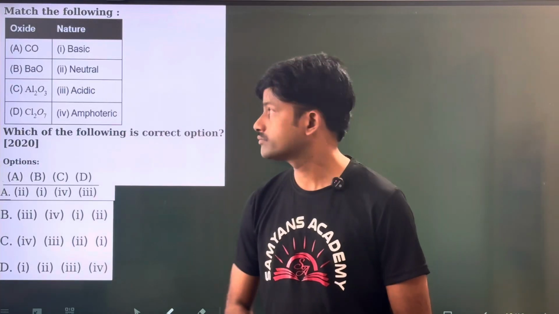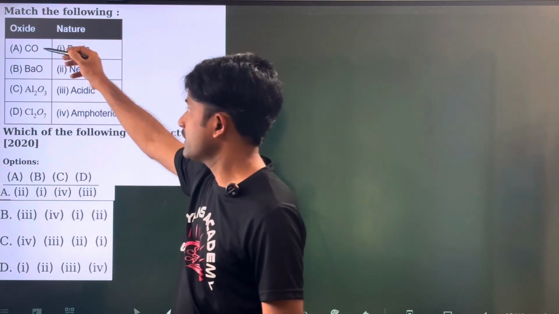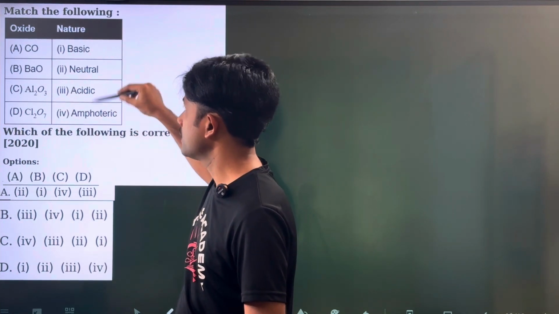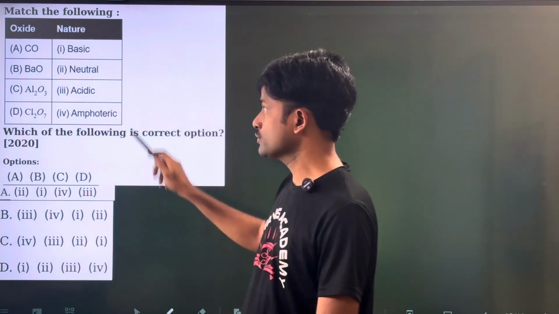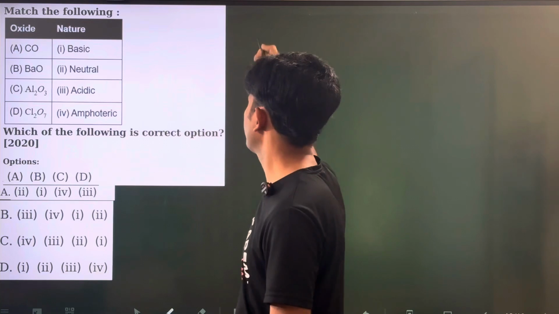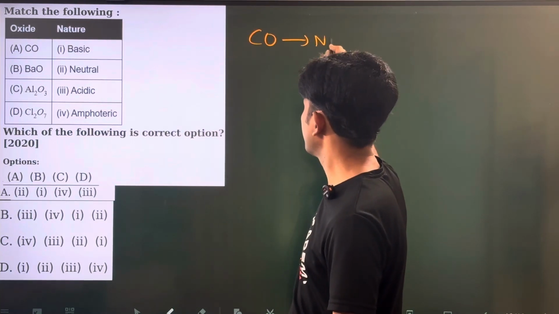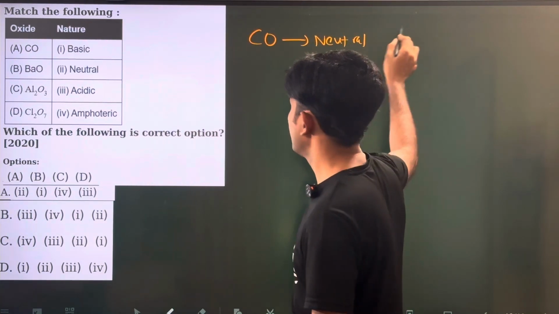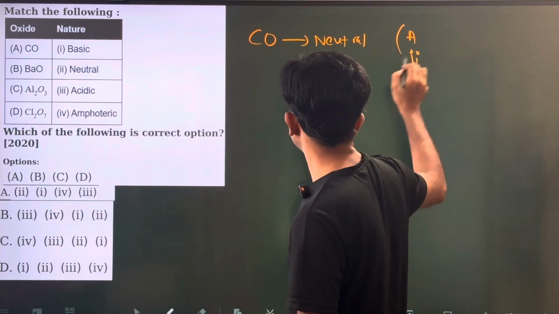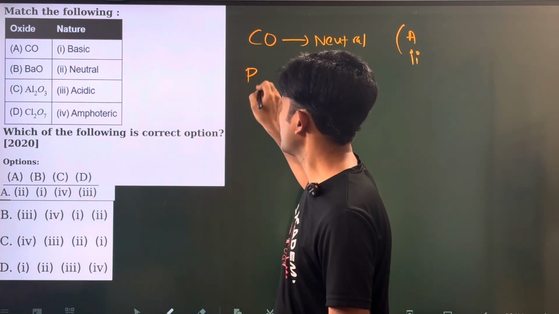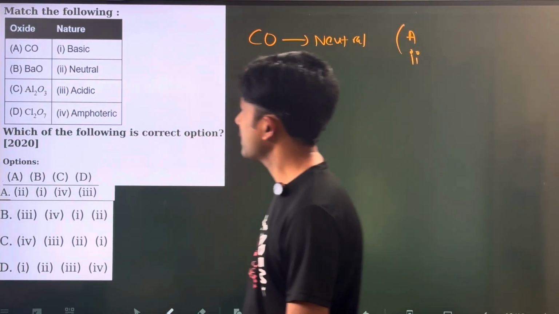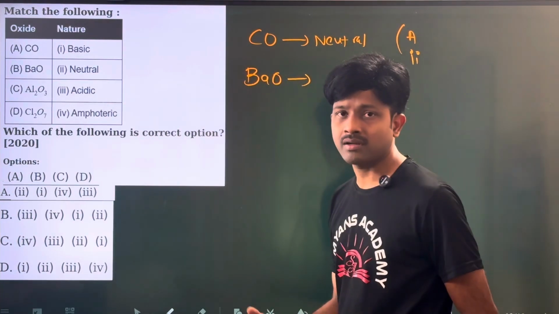Match the following. Here they have given the oxides carbon monoxide, barium oxide, aluminum oxide, Cl2O7, and the nature of the oxides, so we have to match them correctly. You already know that carbon monoxide is a neutral oxide, so A matches with 2. The next one is barium oxide. Barium oxide is a metallic oxide.